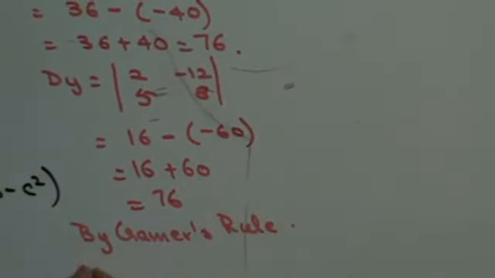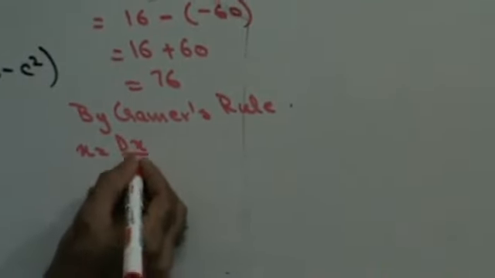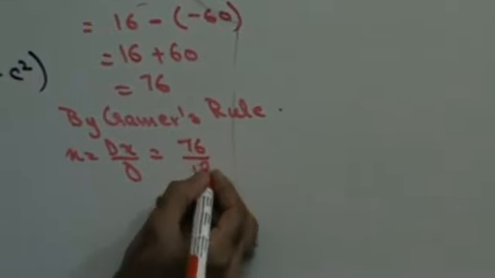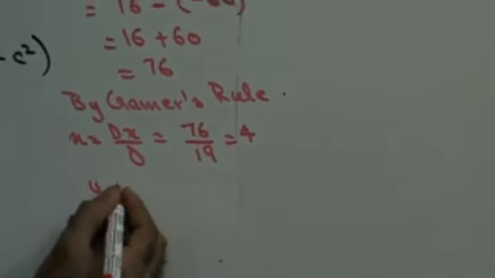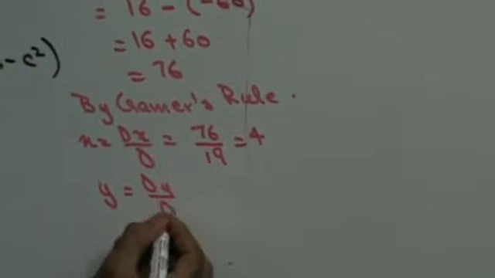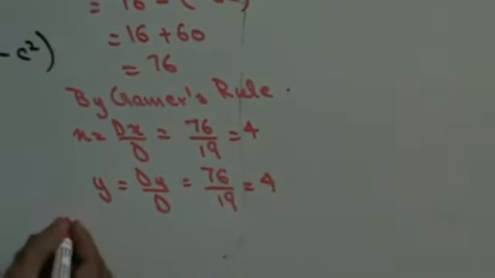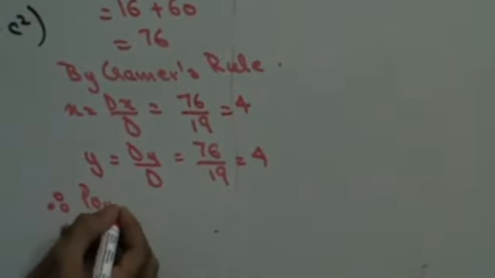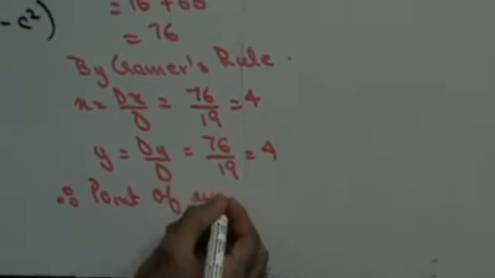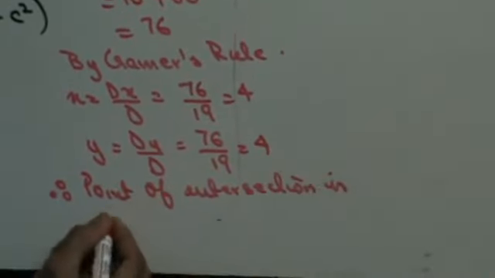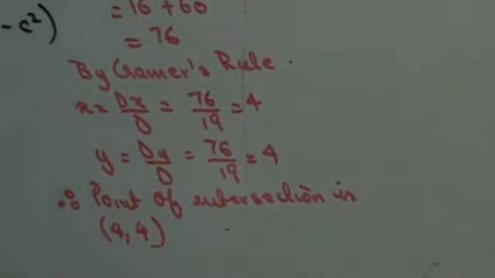Cramer's rule says that x is equal to Dx upon D. Dx is 76 upon 19, that is 4, and y is equal to Dy upon D, that is again 76 upon 19, which is 4. Therefore I can say that point of intersection is 4, 4. That's how you get your point of intersection. Next, let's move on ahead, people.